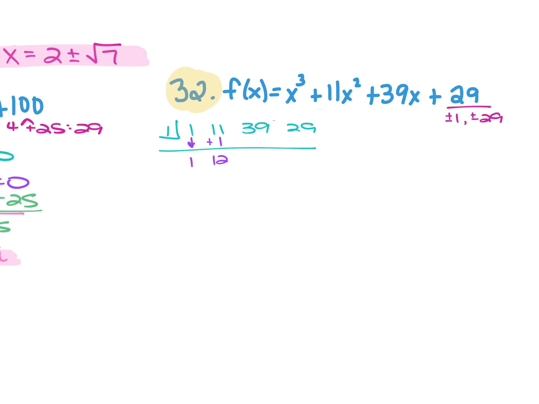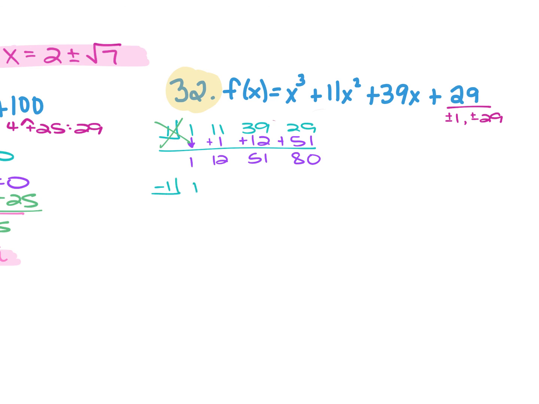Do the same thing over again. 12 times 1 is 12. Plus 39 gives us 51. Times 1 is 51. Plus 29 is going to give us 80. That is not 0. So that 1 does not work. Try another one of those factors. If it was me, I would try negative 1.